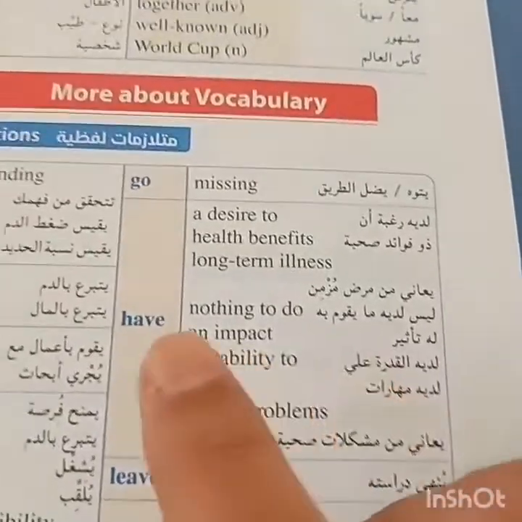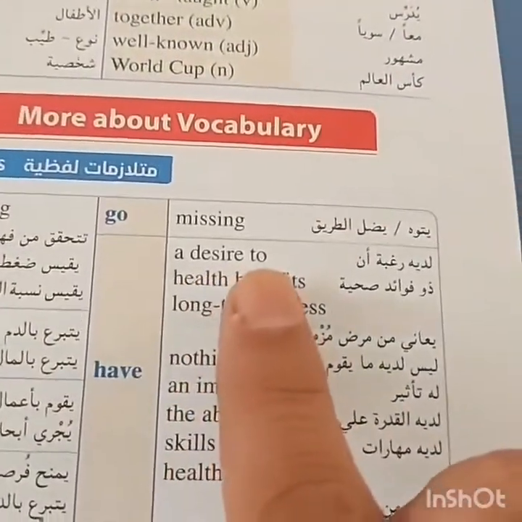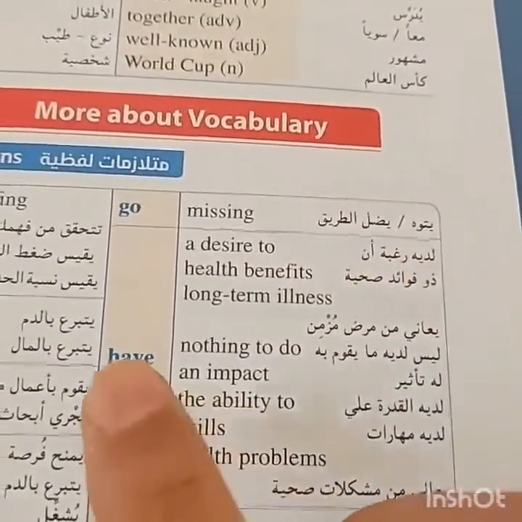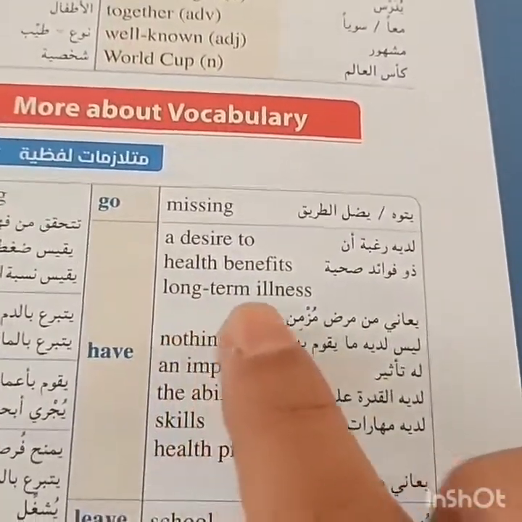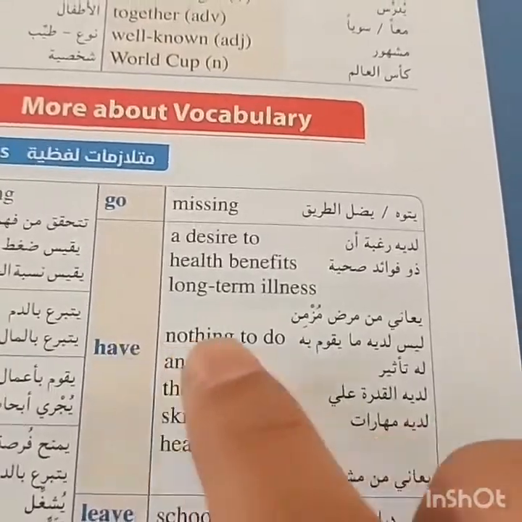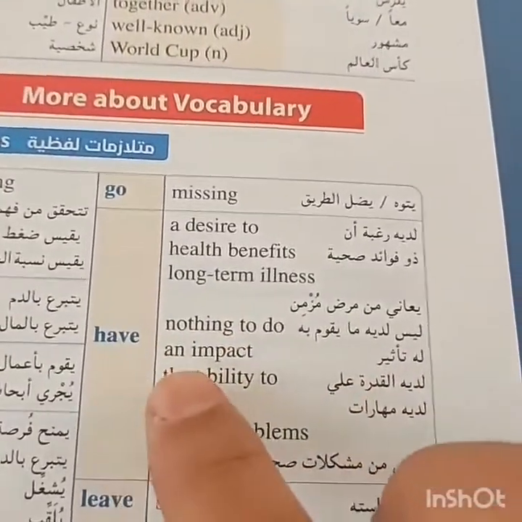Have a desire to, يعني لديه رغبة أن. Have health benefits. Have long-term illness. Have nothing to do. Have an impact.